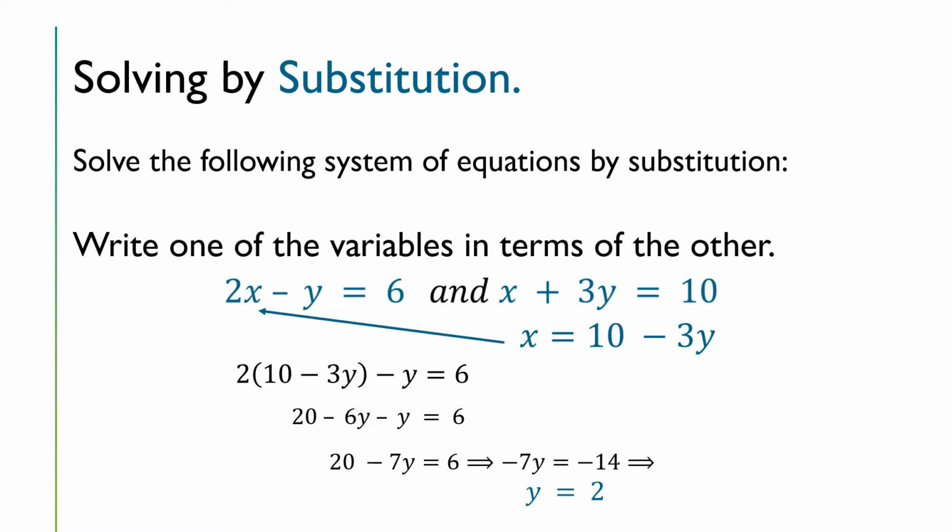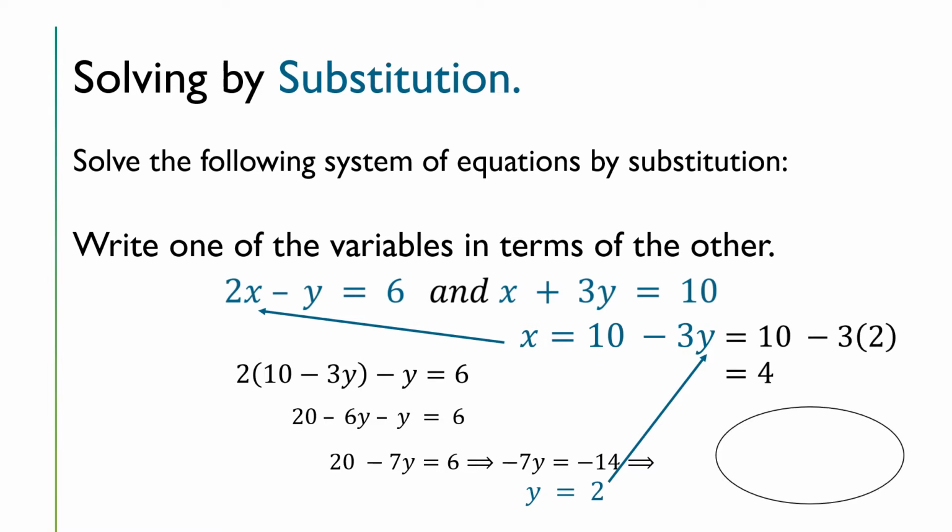After solving for y equals 2, we're going to substitute y in any equation you want. But since x is written here in terms of y, we're going to substitute 2 in the second equation and solve for x. Therefore, the solution is the point with coordinates (4, 2). Now, we don't need to check because this is the same example we did before.